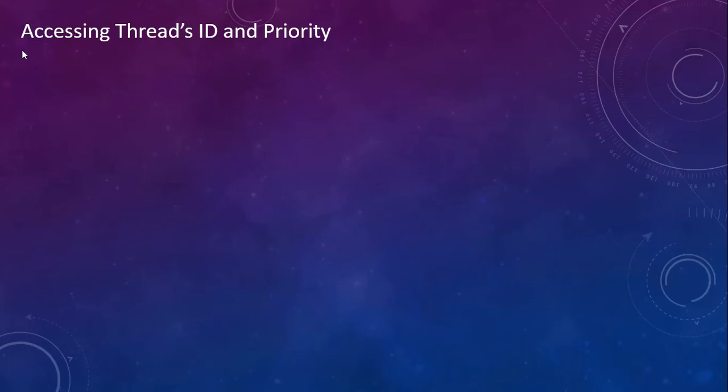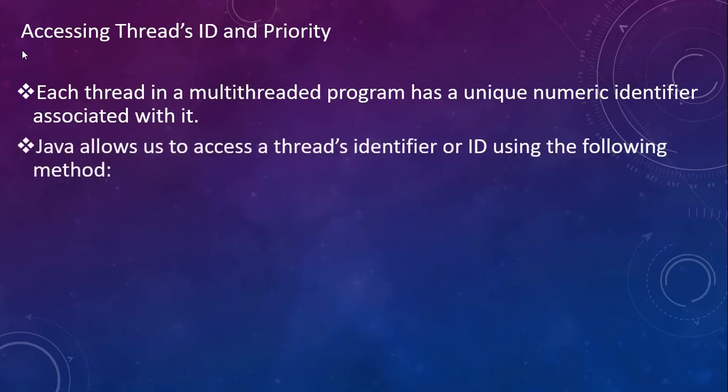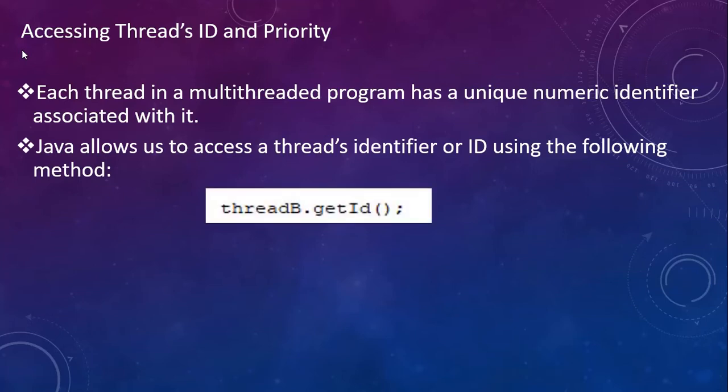Now many a time in a program you might require the ID of whichever thread is currently running, and you want its ID and priority to be printed. Each thread in a multi-threaded program, as we know, has a unique numeric identifier associated with it, called the thread ID. Java allows us to access a thread's identifier using the following method. You write the thread name, that is thread B, an object of class B which extends Thread. So you can say threadB.getId(). The getId method is going to fetch whatever the ID is for thread B.